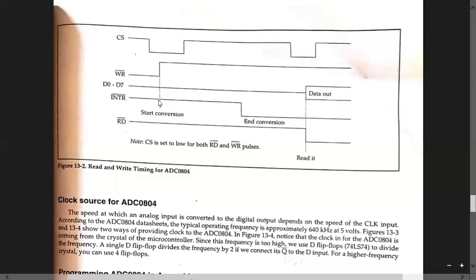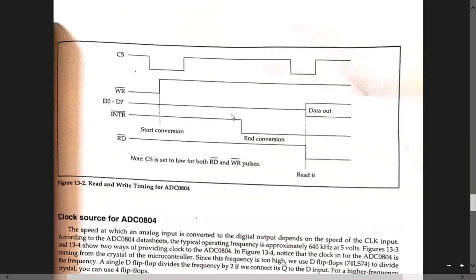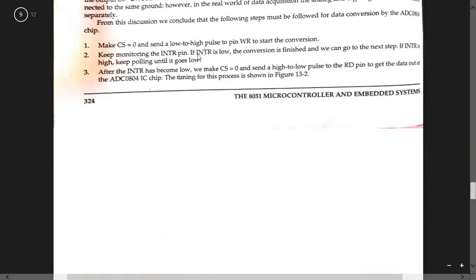The interrupt will be kept in the same state because the conversion is going on. So the subroutine program is running till the conversion is over. Understood? Can you see the timing diagram? The conversion is happening from this point to this point, so the interrupt will be kept high. So what is the next step? We have to keep monitoring the interrupt flag. If the interrupt is low, the conversion is finished and we go to the next step. If the interrupt is high, we keep monitoring.